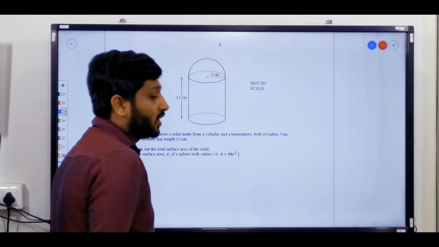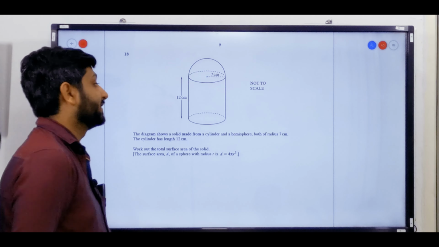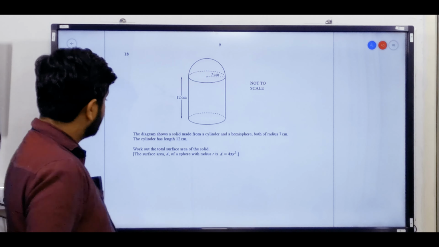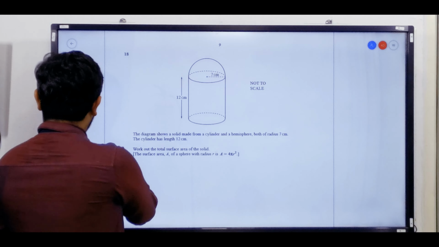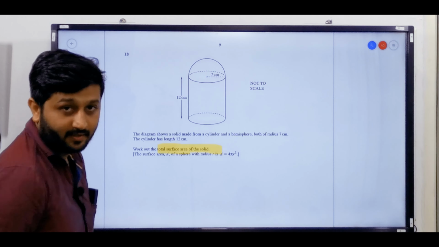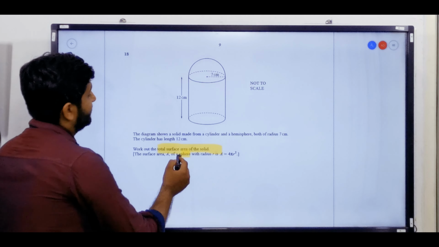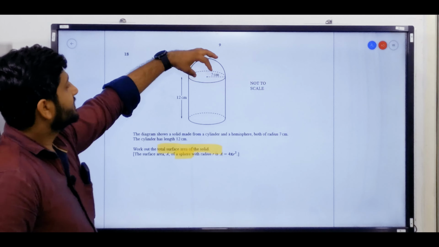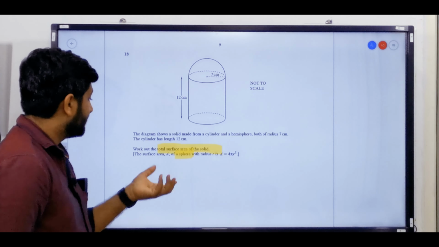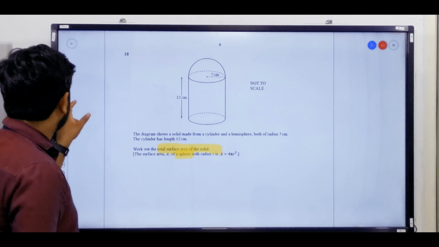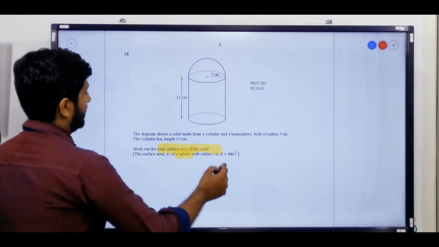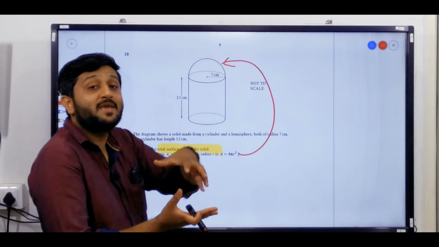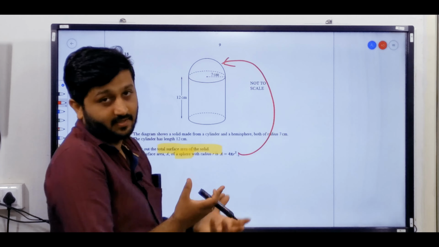The diagram shows a solid made from a cylinder and hemisphere, both of radius 7 cm. The cylinder has a length of 12 cm. Work out the total surface area of the solid. See, many students make a mistake here. This is a hemisphere, this is a cylinder. Now here we have the surface area of a sphere, so they simply put this formula into this, but they don't see that this is a hemisphere, which is half of a sphere.